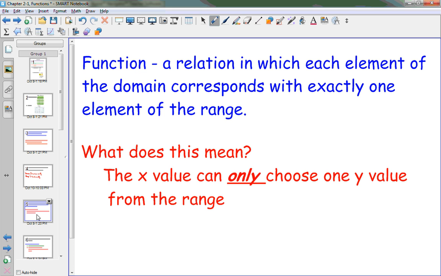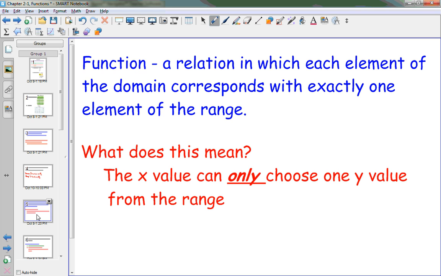Now the next thing is talking about a function. I'm going to make this very clear. I've written it down there several different ways for you, but here's the whole kit and caboodle. Are you listening? To be a function, every x must choose only one y. If the x chooses more than one y, it's not a function.